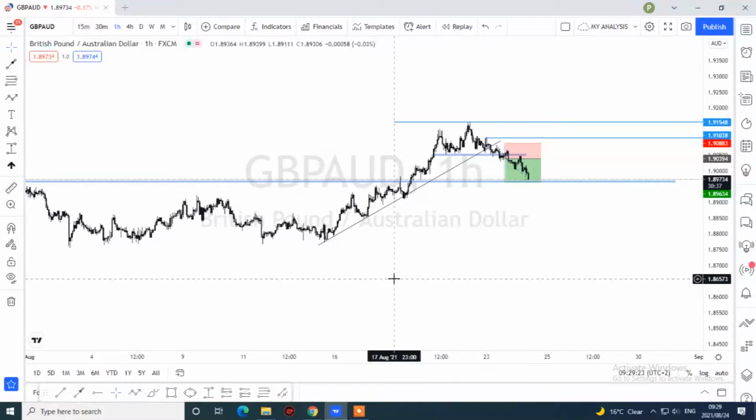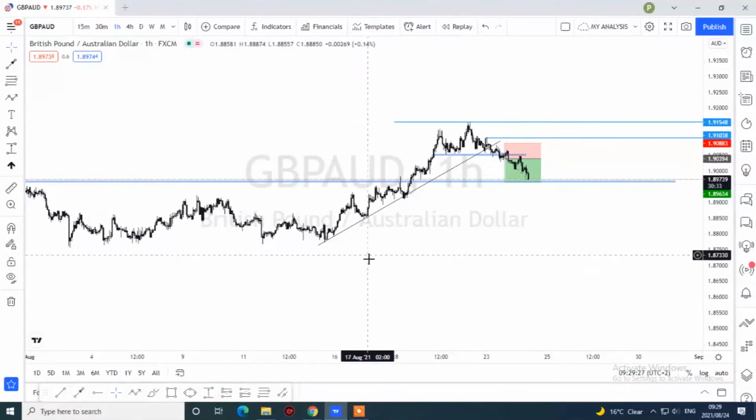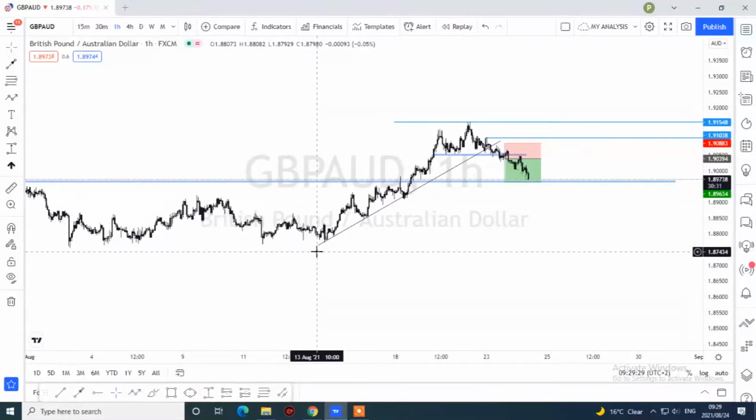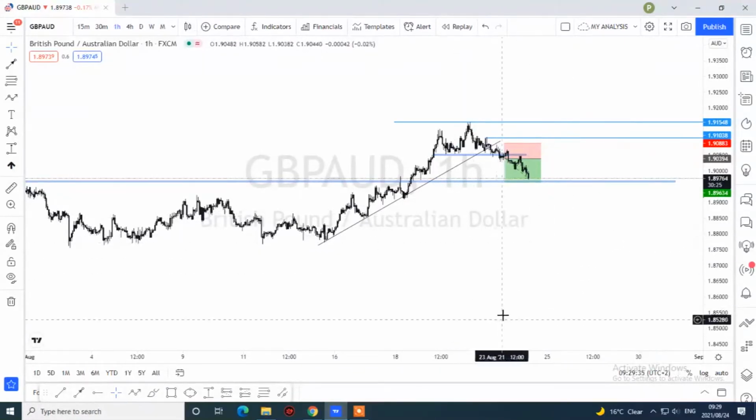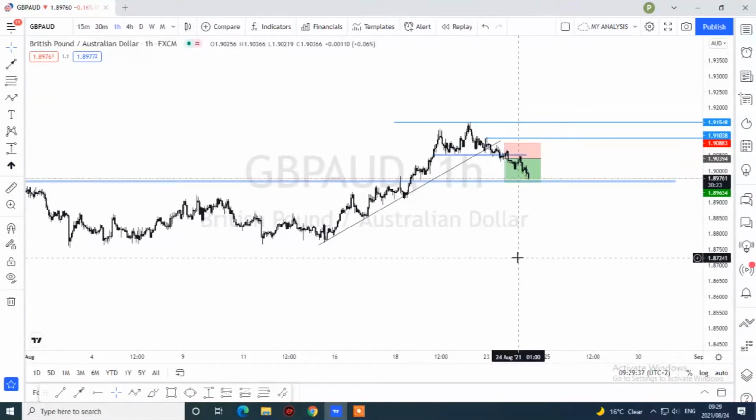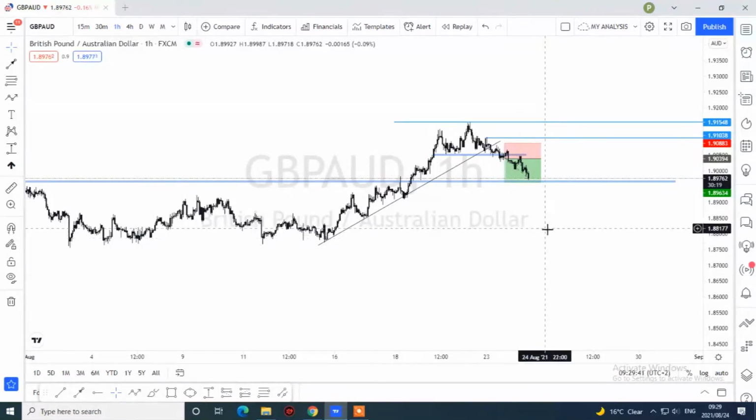If you guys want to find out more about this trade, you can go to our Telegram channel to check how we took this trade. And I hope our members took this trade as well, because this was a good, I wouldn't say obvious trade, but it was a good trade, you know.